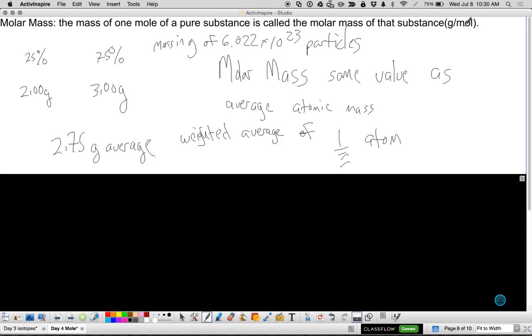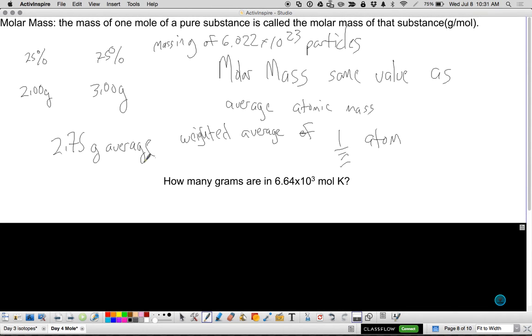Now, that should be setting off alarms all over the place, like, hey, molar mass is a conversion factor. That is true, okay? Molar mass is a conversion factor, and you can use it as such. So, how many grams are in 6.64 times 10 to the third moles of potassium? This number should look familiar because you calculated it a little while ago.